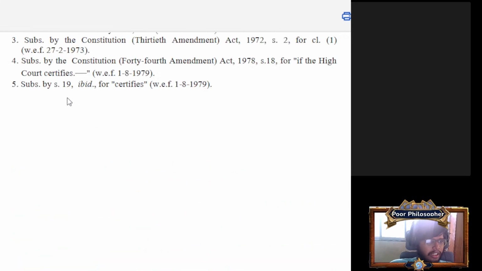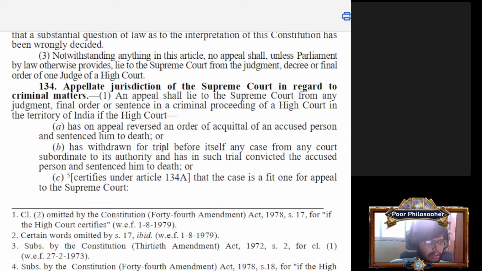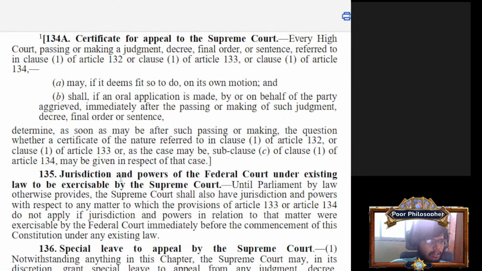What are the articles and... okay. These are the laws.